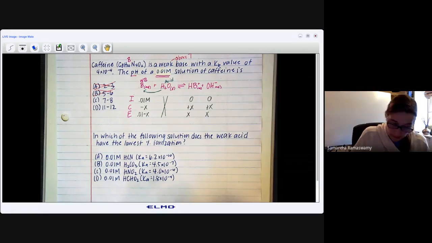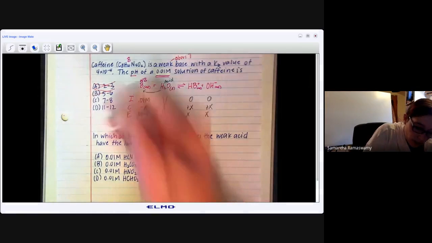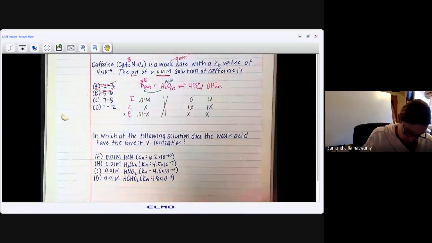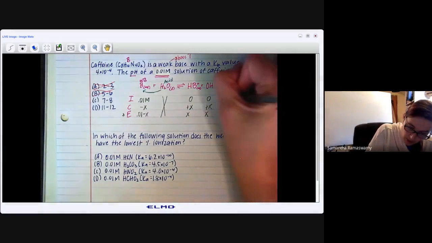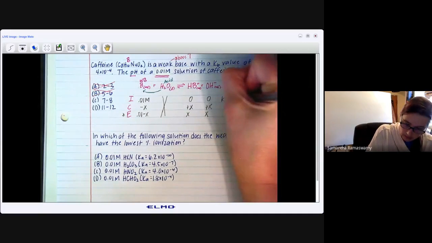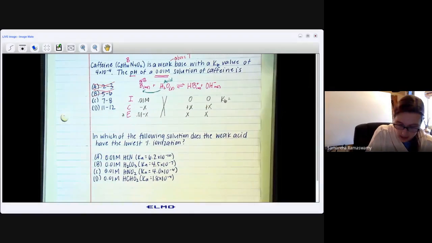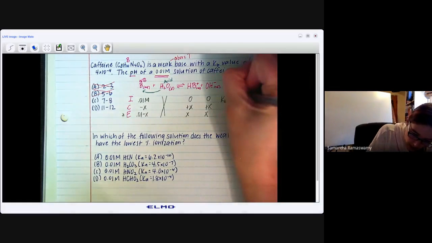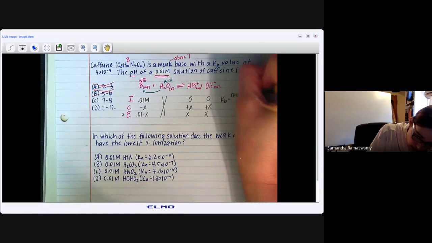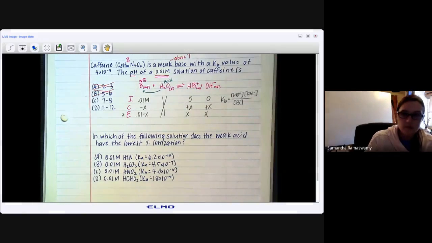So now we have our equilibrium row. Remember that our equilibrium row is useful because we also have our KB expression. I wrote my ice table a little big, but that's okay. So our KB expression is products over reactants. And I know it's KB because we're producing hydroxide. And now we can plug everything in.